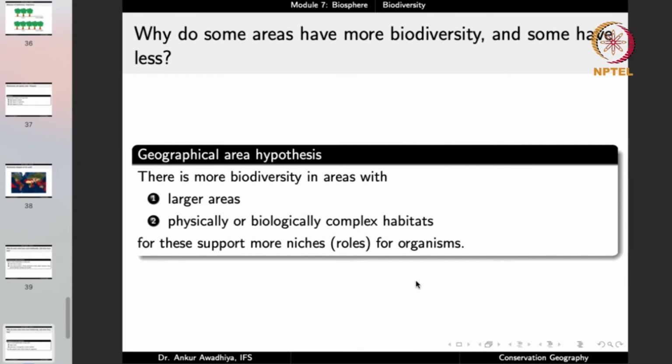Another is the geographical area hypothesis. Areas that are larger can support more species. Areas that are complex, either physically or biologically, have more species because there are more habitats, more ecosystems, and more niches for organisms, and so the biodiversity will be more.